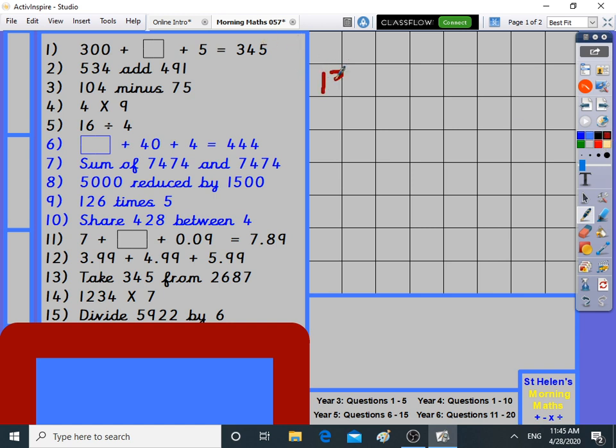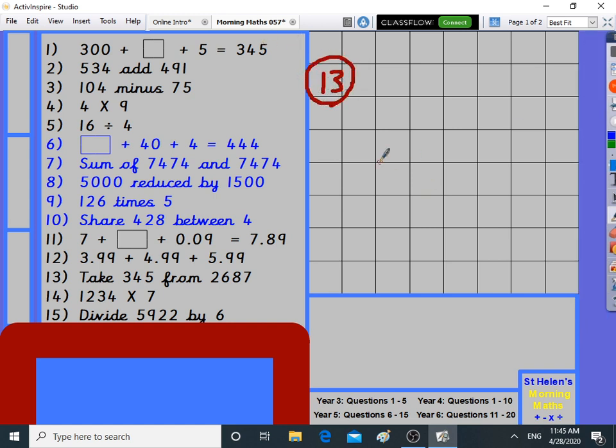Question 13. Take 345 from 2,687. So what number goes at the top in take away? It needs to be the biggest number. So it's actually the second number here. So sometimes you've got to figure out what number's going at the top in take away, but it's going to be the biggest number in column subtraction. That's the number that's going to go at the top.